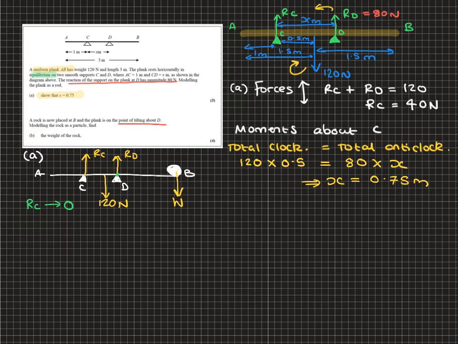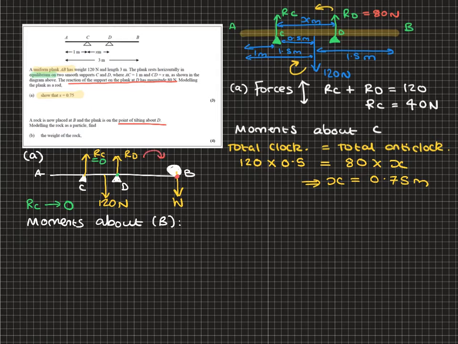Because we're on the point of tilting about D, RC is going to be so close to 0 that we will take it to equal 0 in our calculations. So what can we now work out? Well, we're going to take moments again, and we are going to take moments about point B. It's easy to take moments about B. It eliminates the value of W straight away, and it's also easy to measure all of the distances from this point. So this is our pivot at B.